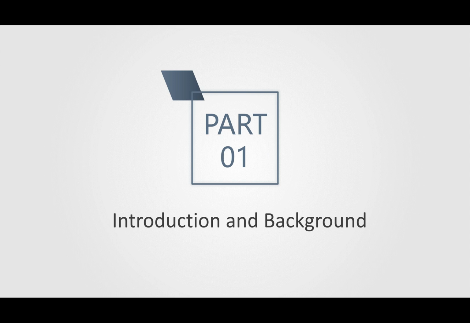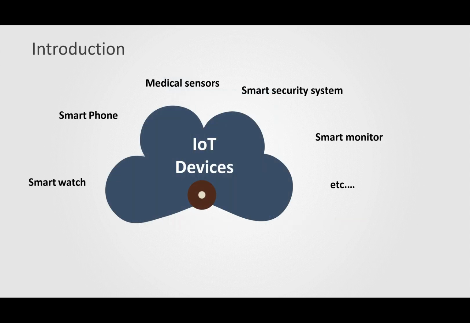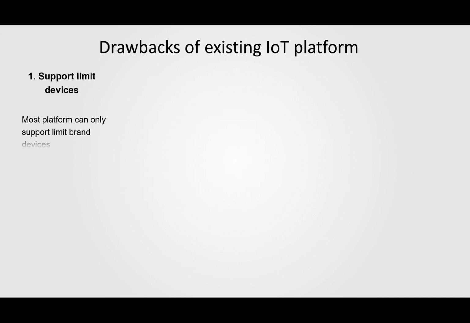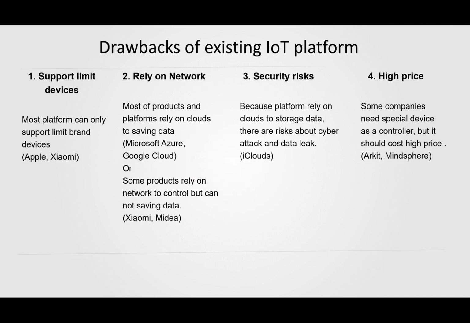With the rapid development of IoT devices, a lot of companies release their smart devices such as smartphones, smart watches, medical sensors, smart security systems, and smart monitors. Also, some internet companies like Google and Apple published their IoT control platforms like Apple HomeKit, Google Home, Xiaomi Smartphone, and Amazon Echo. However, because of the limits of technology and cost, there are several drawbacks to those platforms.